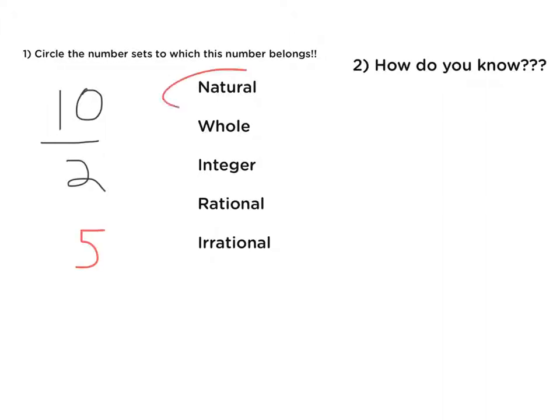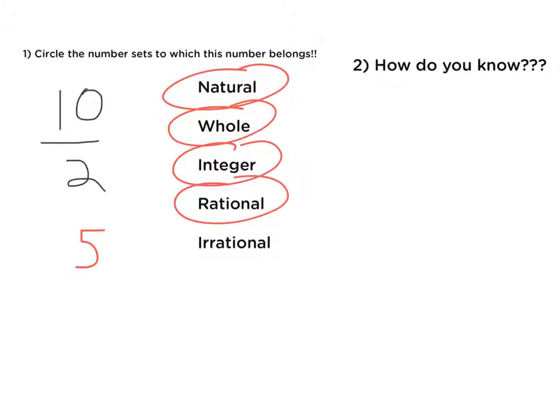Well, 5 is a natural number. It's a whole number. It's an integer, and it's rational, most definitely. And then how do I know? Well, because it's a counting number. I know it's a counting number. So then it's not a decimal that goes on forever and doesn't repeat a pattern. It can be written as a fraction, as evidenced by right here. So that's how I know it's rational, and it's all of these as well.